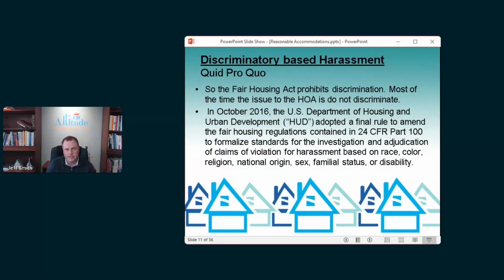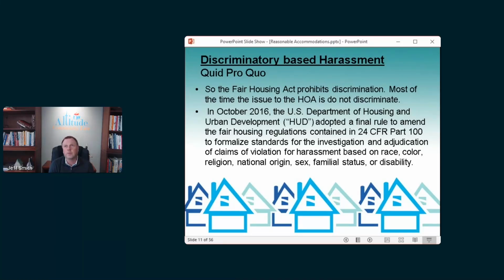All right, discriminatory-based harassment. So quid pro quo. This comes up all the time. The Fair Housing Act prohibits discrimination. Most of the time, the issue to the HOA is do not discriminate. However, we do have a case in October 2020. HUD, the Department of Housing and Urban Development, adopted some rules in 2016. They amended the Fair Housing Regulations to formalize standards for the investigation and adjudication of claims of violation for harassment based on race, color, religion, national origin, sex, familial status, or disability.